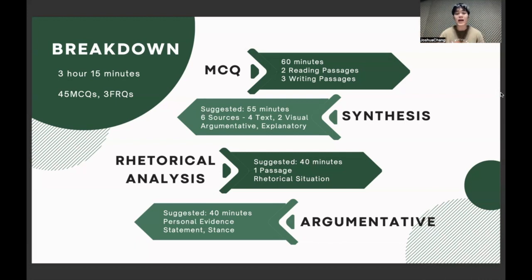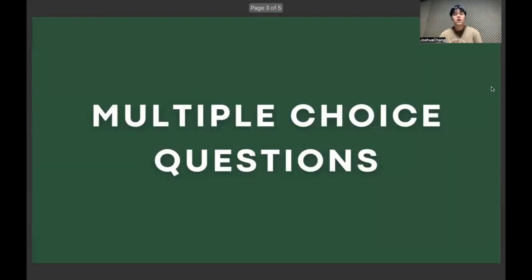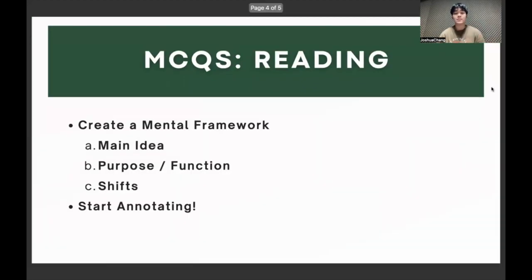Now that you have an understanding of what to expect in this AP curriculum and what skills are required to ace this test, let's get into the actual content of this curriculum. First, we'll start our course with MCQs, specifically the reading MCQ.